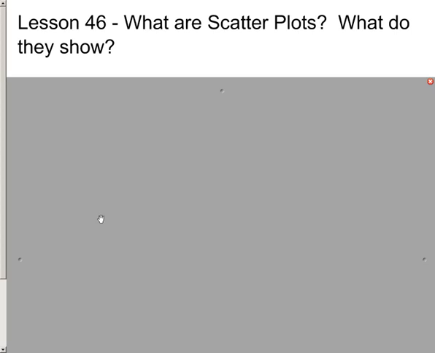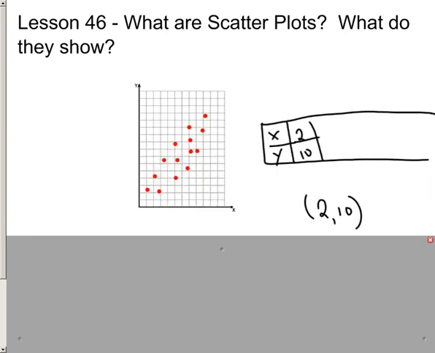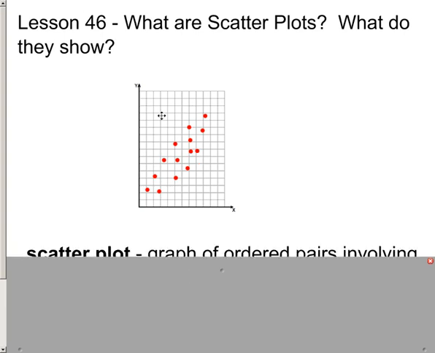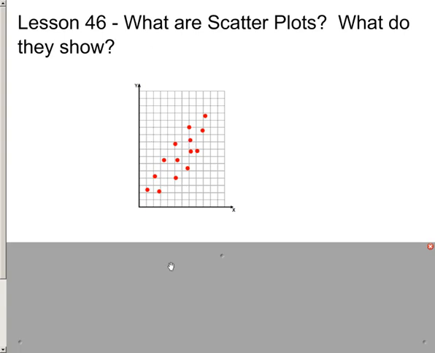Today we're going to take a look at scatter plots. What are they and what are they good for? Well, just to let you know what it looks like, this is what a scatter plot looks like. Let's get that ink off the page there. It's basically a graph and it's got a bunch of dots on there. Okay. Now, how's it constructed?